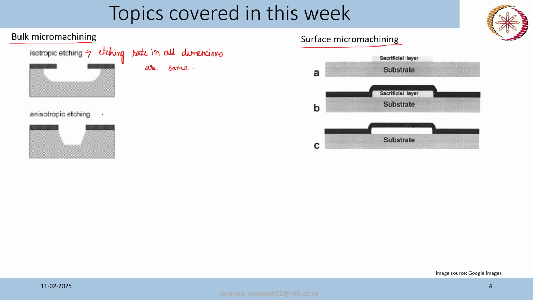Okay, in case of anisotropic etching, it is also known as directional etching. The etching rate is not the same in all directions. Normally when we do etching with chemicals like wet etching, those are usually isotropic etching. And when we do dry etching, physically hitting the material with some ion and then removing the material, those are known as ion beam etching. Those are usually directional or anisotropic in nature.